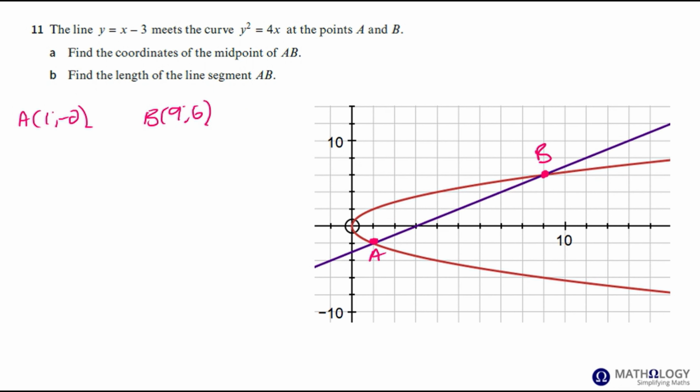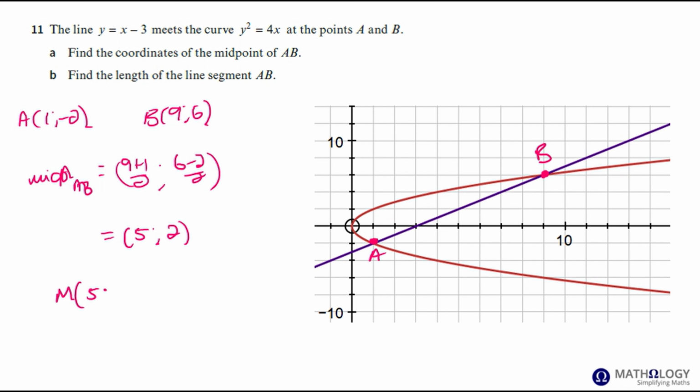Let's find the midpoint of AB. Midpoint of AB is x2 plus x1 over 2, so it's going to be 9 plus 1 over 2, and y2 plus y1 over 2, 6 minus 2 over 2. 10 over 2 is 5, and 4 over 2 is 2. So the midpoint M of line segment AB will have coordinates 5, 2.